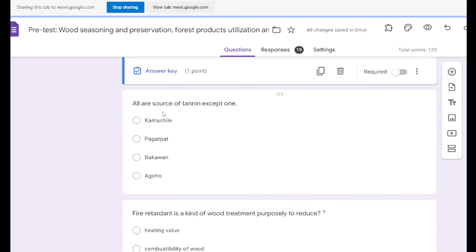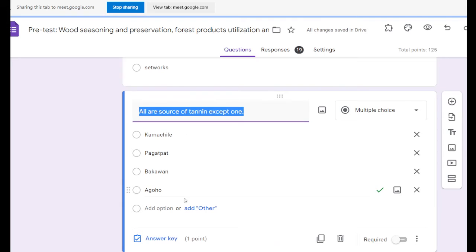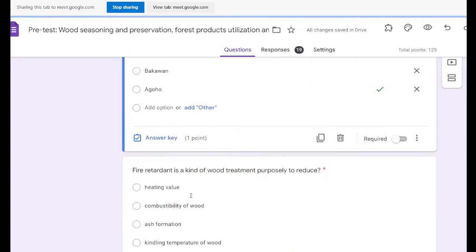Next, all are sources of tannin except one. Answer for this question is agoho. Bakawan, pagatpat, which are both mangrove species, and this kamachile species has very high amount of tannin. Agoho is not a source of tannin.